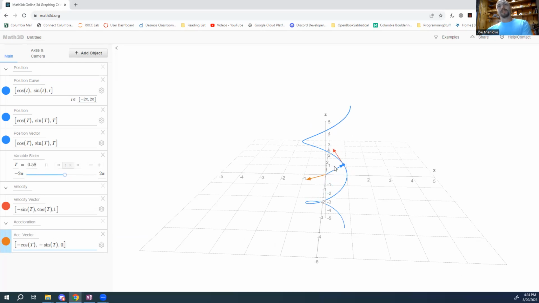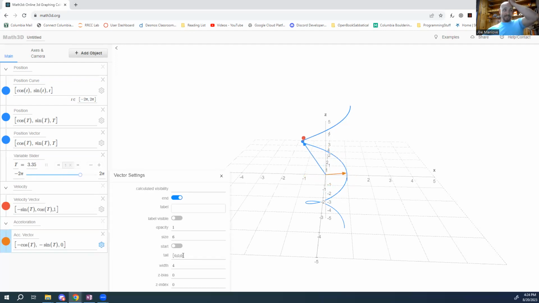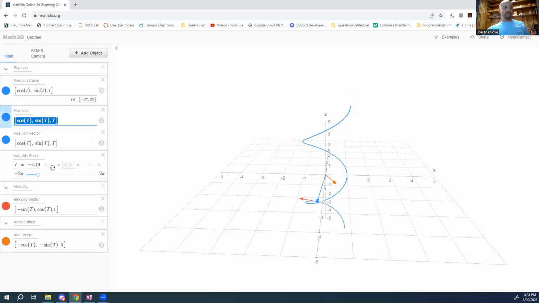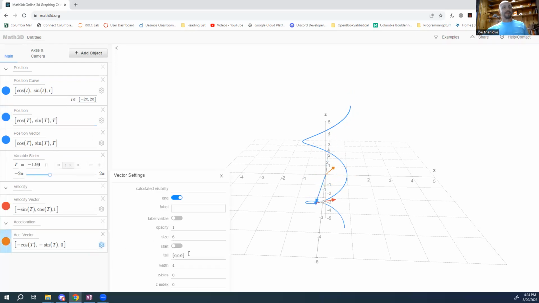I really want that to be out on the end of my red vector so you can see how this works. So that's going to be tough. I need to tail this, and the place I need to tail it to is going to be the position vector. And so we'll plug in our position. So now we've got it tailed up there. That's how we're kind of accelerating.